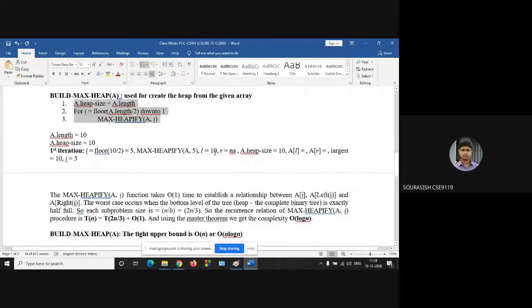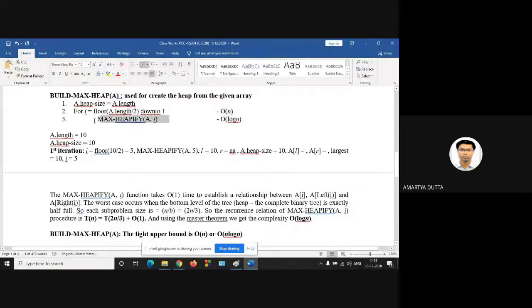পার্টিকুলারলি ম্যাক্স হিপের তো এন হবে, কিন্তু ওটা আবার যেহেতু ম্যাক্স হিপিফাই কে কল করছে, ম্যাক্স হিপিফাই এর তো আবার লগ এন আছে আলাদা। Line number 2, this should be called for n by 2 times, so order of n. Yeah, its complexity is order of n. For line number 3, this should be order of log n. Okay. Now n under the log n, I mean log n is called for n times.